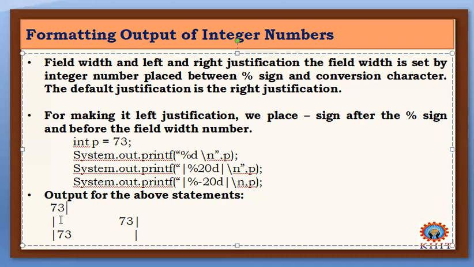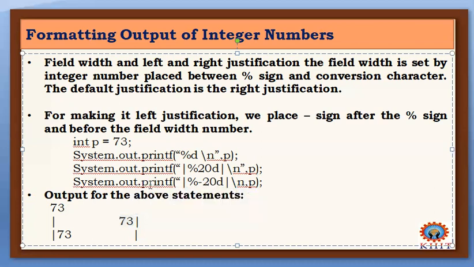What if you want to print your 73 number after leaving 20 spaces? So System.out.printf, you write a pipe symbol there, then %20d. 20d means you need to leave 20 spaces. For your output to be printed after leaving 20 spaces, we write %20d in between the brackets, like in between this pipe symbol. Okay, comma p.